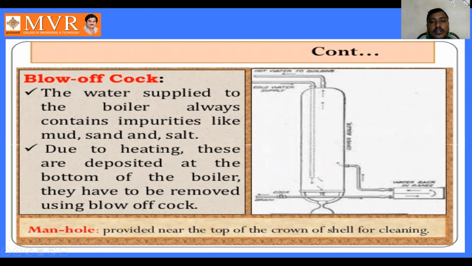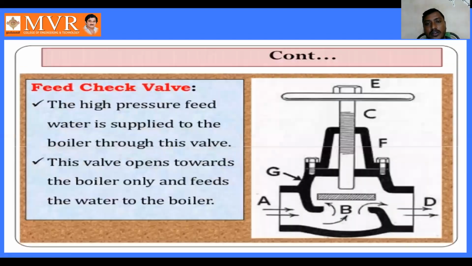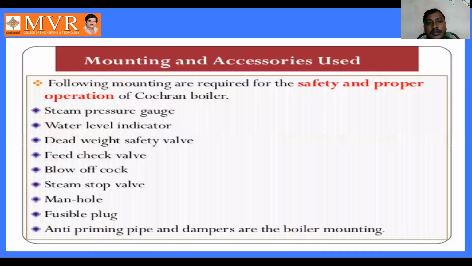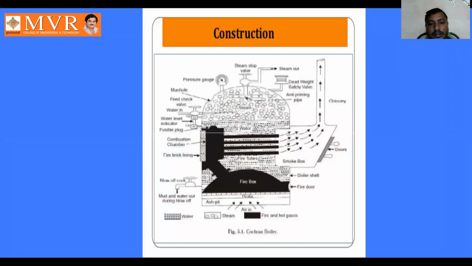See here, the water which we are feeding to the boiler has some impurities like mud, sand and salt. Due to heating, these are deposited at the bottom of the boiler, which we can observe in this diagram. At the bottom of the boiler, we have some sedimentation. This is removed by using this blow-off cock.